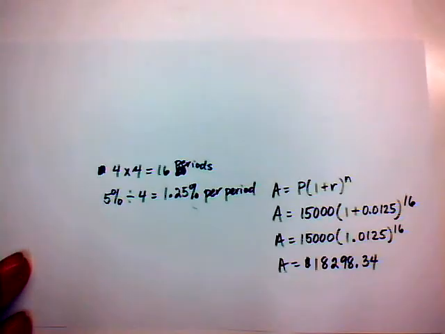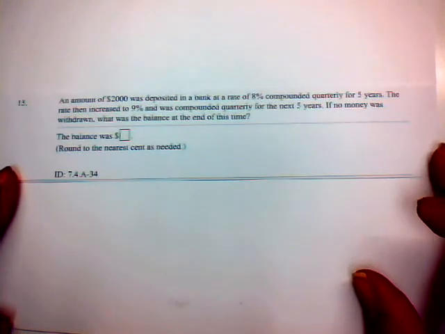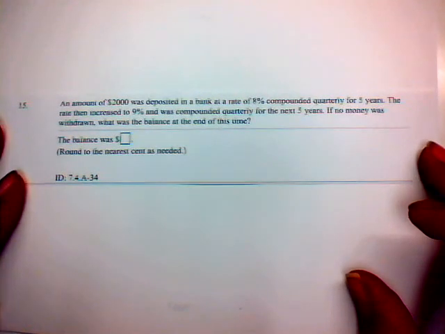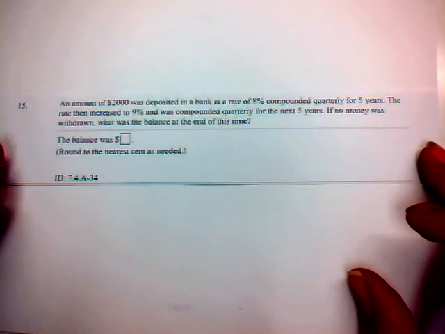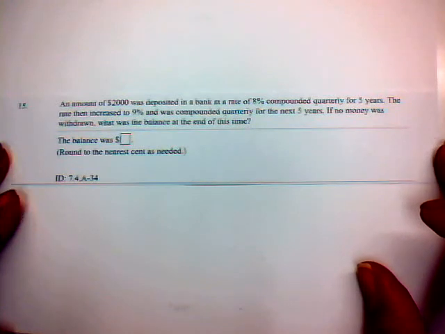Okay. And finally, problem number 15. We have an amount of $2,000 deposited in a bank at a rate of 8% compounded quarterly for 5 years. The rate then increased to 9% and was compounded quarterly for the next 5 years. If no money was withdrawn, what was the balance at the end of this time?